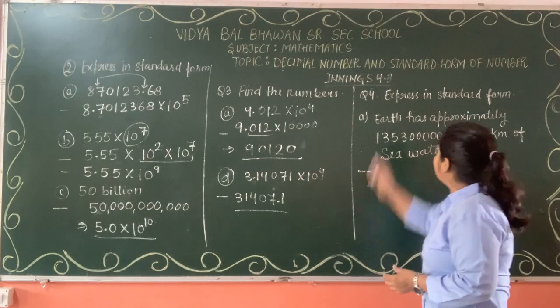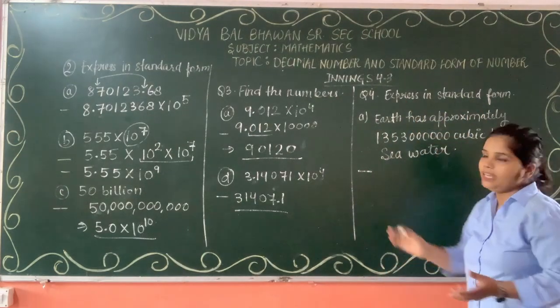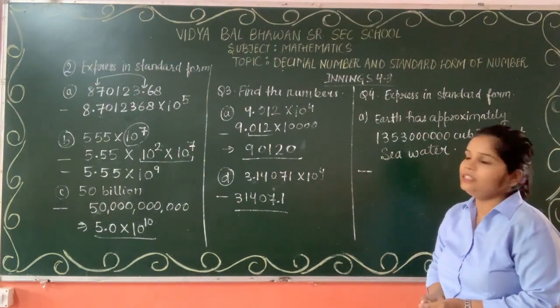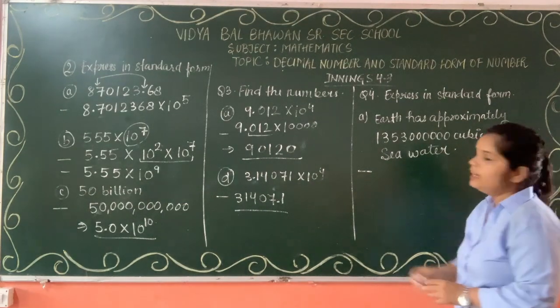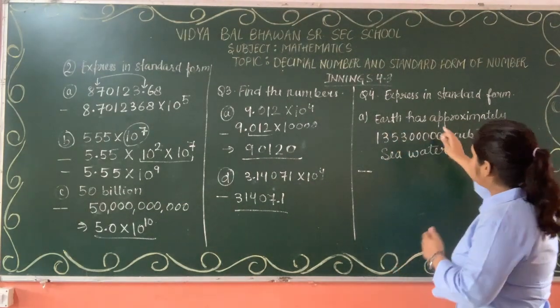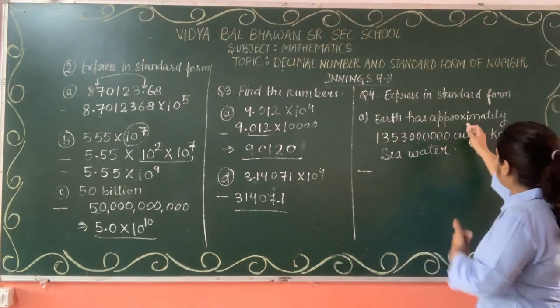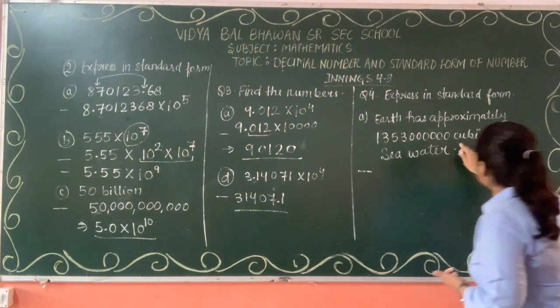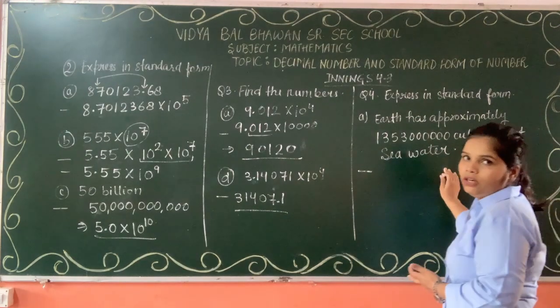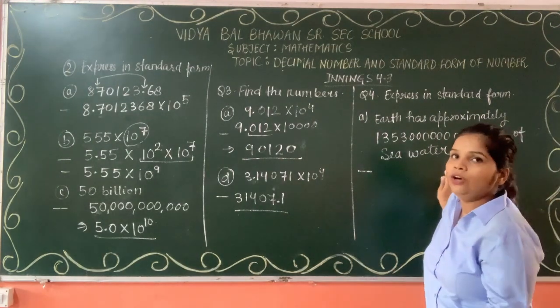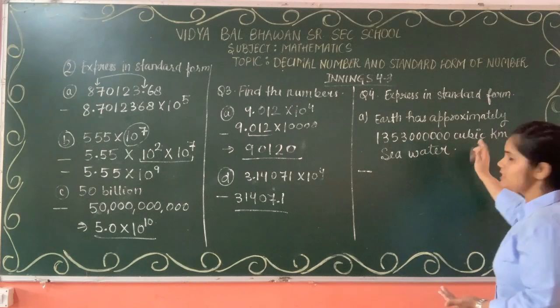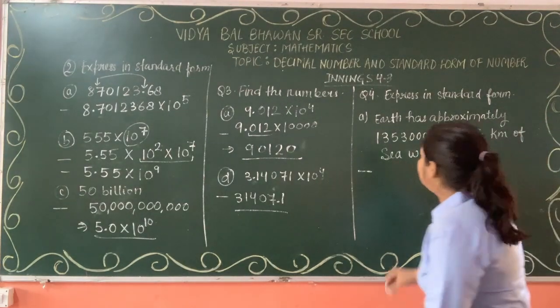Next one, express in standard form. Again we have to change it. Now it will be very clear. The question is written in statement form. The question is, Earth has approximately this much cubic kilometer of seawater. The capacity of seawater is given as a very large number, change it into standard form.